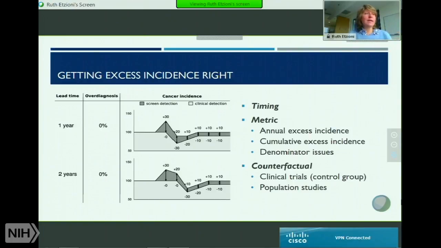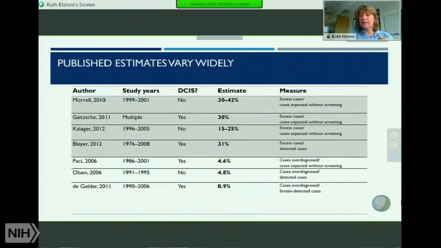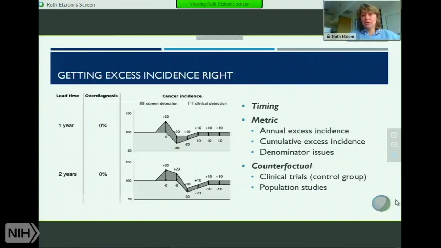But there are other issues related to metrics, and particularly, if I can return to the previous slide, looking at the measure, typically overdiagnosis is presented as a ratio, a fraction of cases overdiagnosed, but very often the denominator of the ratio is not mentioned, and different denominators can give you very different results. So, for example, if you look at overdiagnoses relative to screen-detected cases or overdiagnoses relative to all cases detected, you may get very different results just by virtue of the measure that you're using.